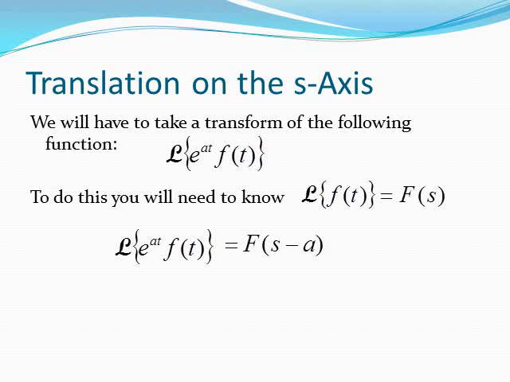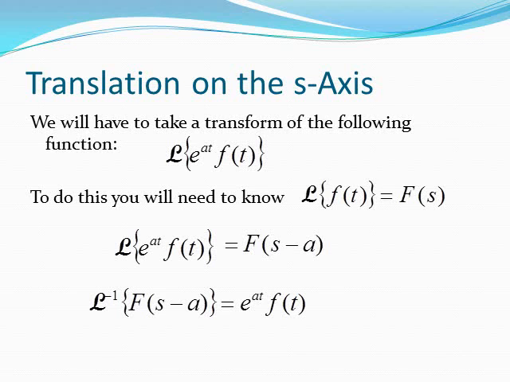So how do you read this? Well, you have to go find the Laplace transform for the function f of t. Everywhere you see an s in the Laplace transform of f of t, you change the s to an s minus a. Okay, so let's do some examples of this. And if you have an inverse Laplace transform, you look for a function where, everywhere you see an s minus a, you can transform it back into this equation.